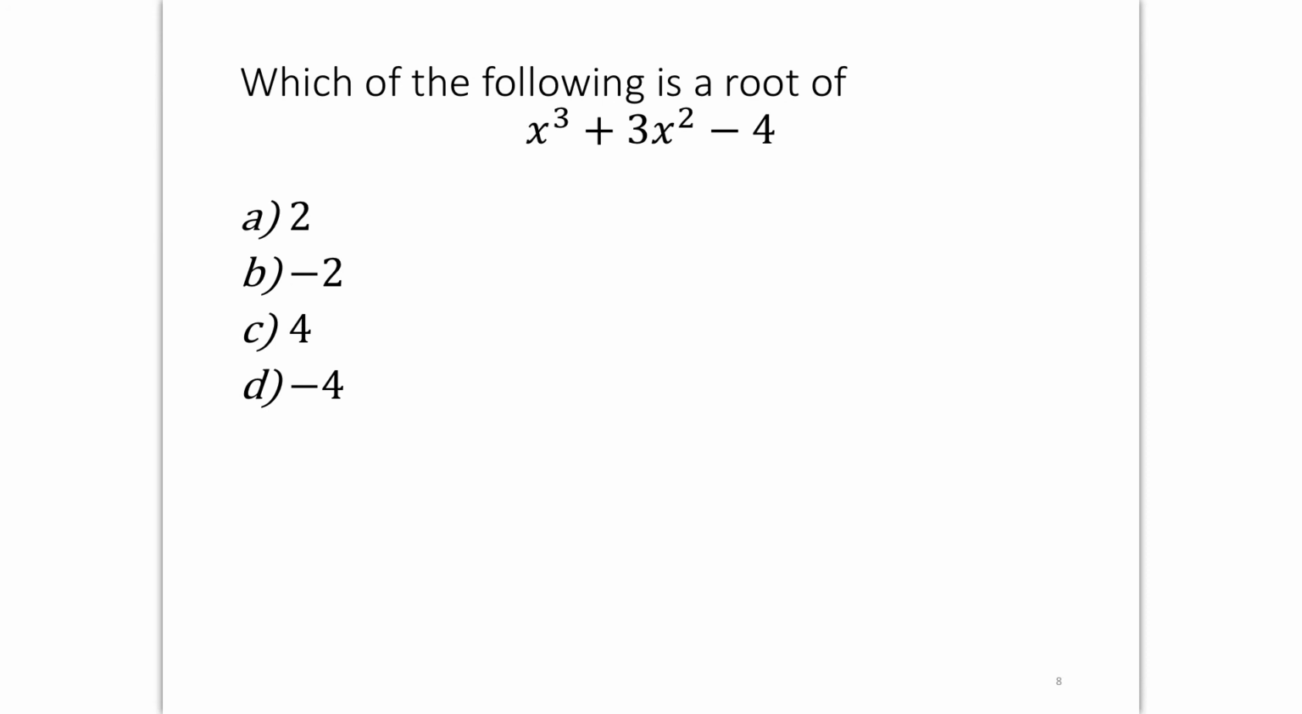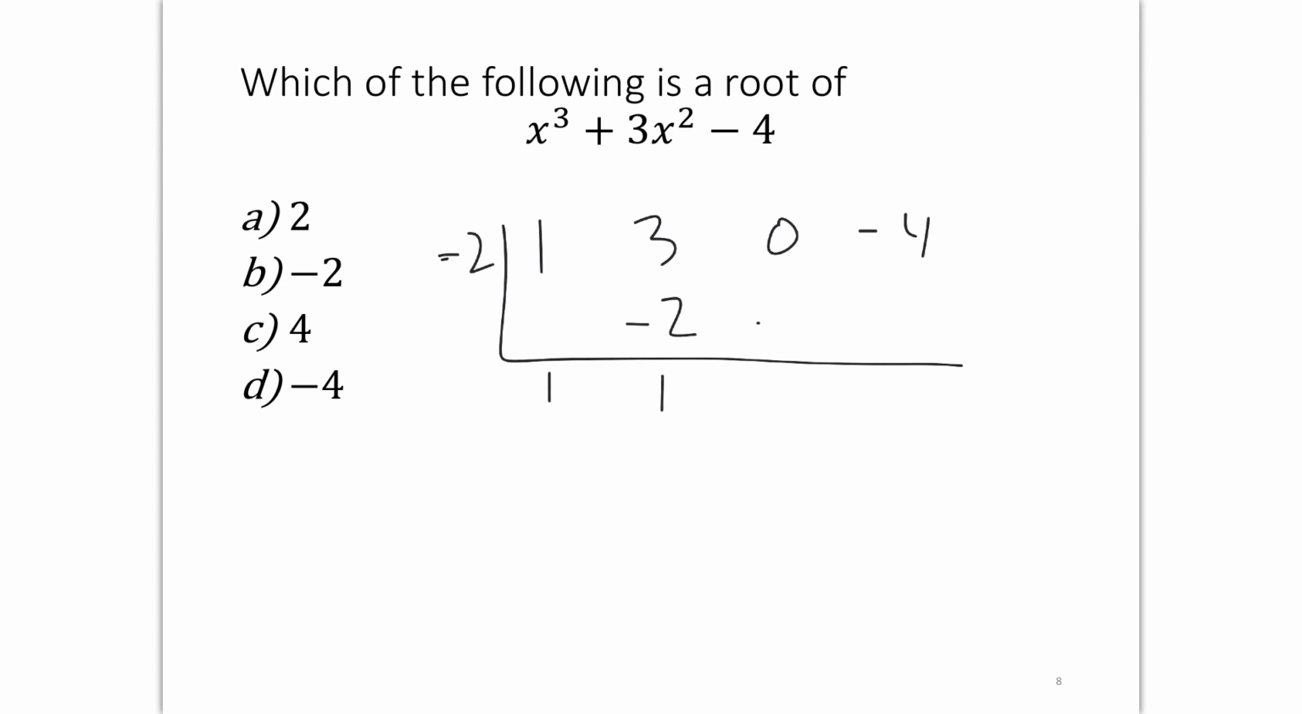All right, so you need to go ahead and plug in each one of those values. And if you plug in -2, either doing synthetic or just plugging it in, maybe we'll do synthetic with it. So we've got 1, 3, 0, -4. There's that missing term. Plug in -2. We're going to get 1, -2, 1, -2, -2, 4, 0. So there we go. X equal to -2 is our root.